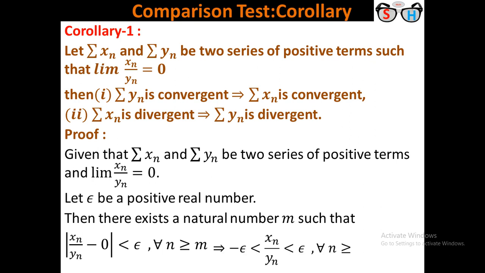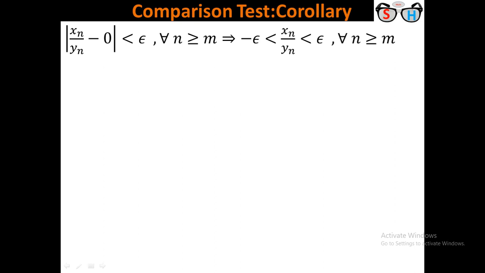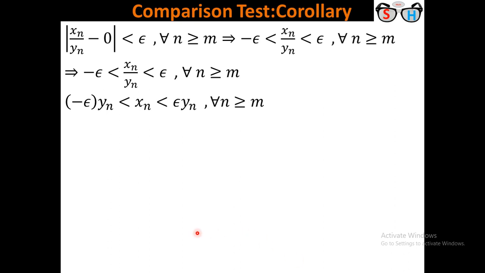That is, minus epsilon less than xn by yn less than epsilon. Here yn is positive, so you can multiply yn throughout the relation. So this implies that minus epsilon times yn less than xn less than epsilon times yn. Now I take the inequality from the right portion, because you cannot take the left portion, as its constant is negative. If you take the constant on the right side, then the inequality changes, and there also the constant is negative.